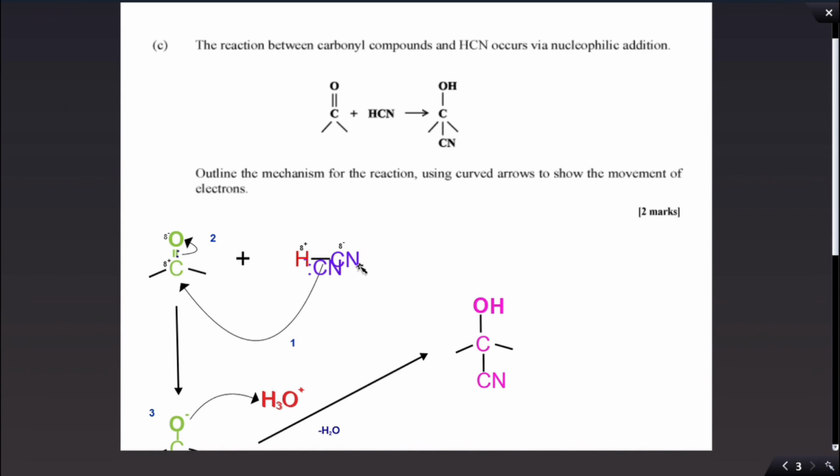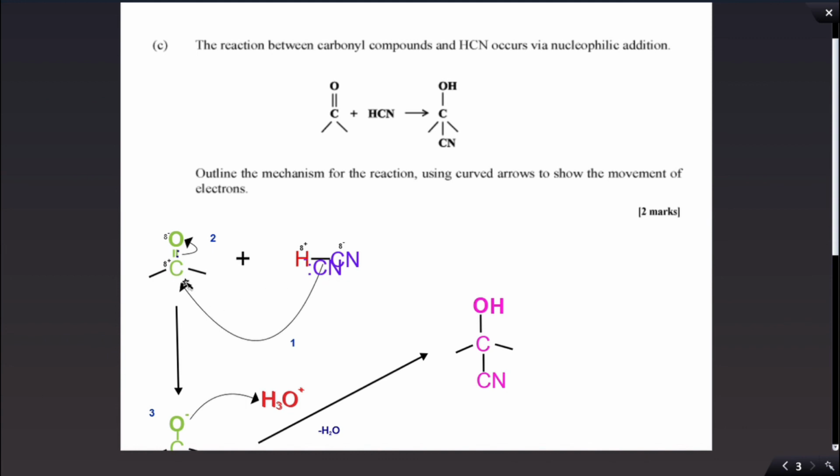Now I also want you to know that once the cyanide anion is produced, the electron taken from the bond between the hydrogen and the cyanide is actually on the carbon, and the charge is also on the carbon and not the nitrogen. So let us see what happened.